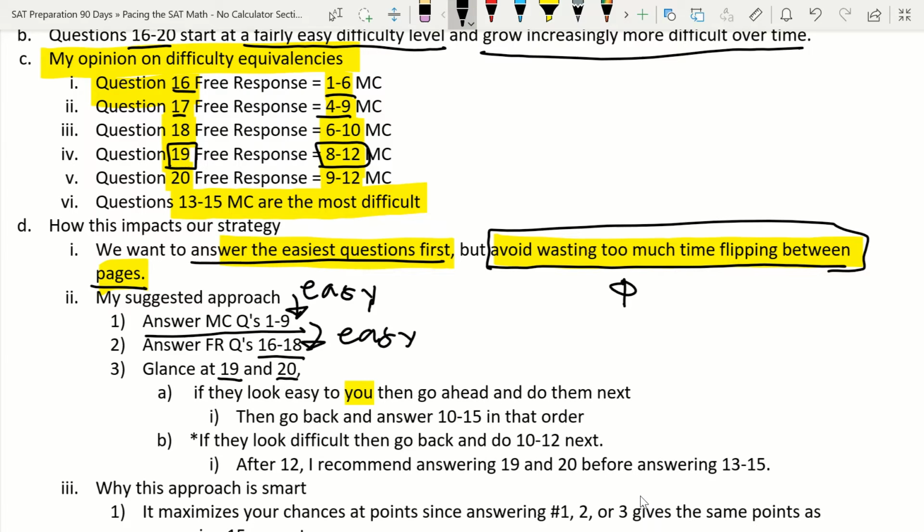So here's what I recommend, right? We just answered 16 through 18. We've already answered 1 through 9. At that point, what I recommend doing is glancing at questions 19 and 20. Just take a quick look at them, see how long they are, see if it's a really, really long word problem, see if it's just something that really stands out to you as a trick that I explained, such as adding to get rid of variables to solve for one. So that's one thing that you can do.